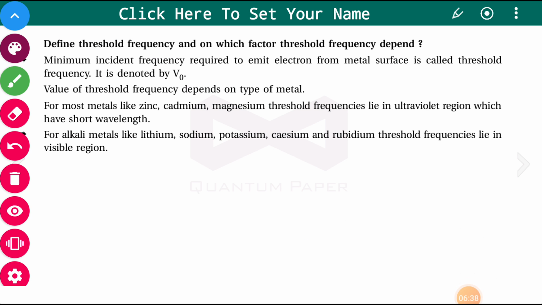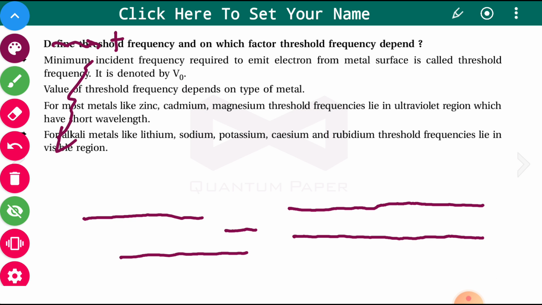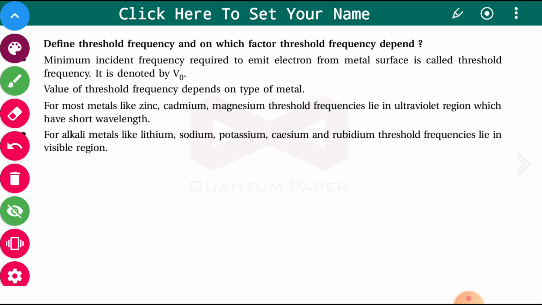Now we shall talk about the threshold frequency and on which factor the threshold frequency depends. See, in the previous topic we discussed that we require a particular minimum frequency for the beginning of the photoelectric effect. That minimum incident frequency required to emit the electron from the metal surface is called the threshold frequency, and it is denoted by nu 0. Now this value of threshold frequency depends on the type of metal.